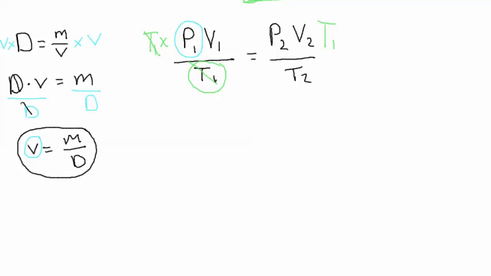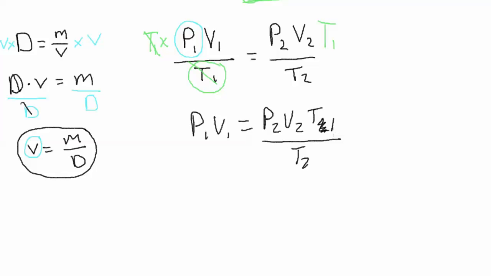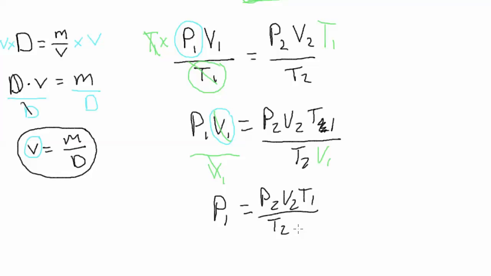So then I have P1 V1 equals P2 V2 T1 divided by T2. Whoops, I said T2. That's T1. The only thing that's left now is the V1, and we're multiplying, so the opposite is dividing. So I'm going to divide this side by V1, and if I do that, I have to divide this side by V1. When you do that, the V1s cancel out, and you get P1 equals P2 V2 T1, all multiplied together, divided by T2, divided by V1. And you've solved that equation for P1.